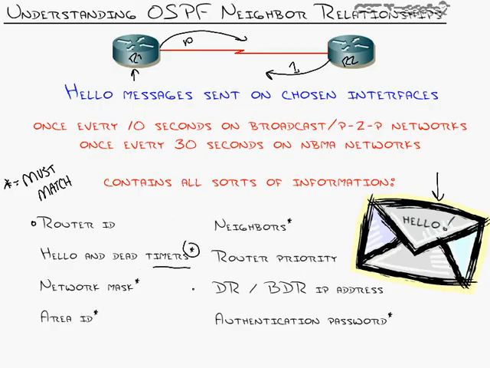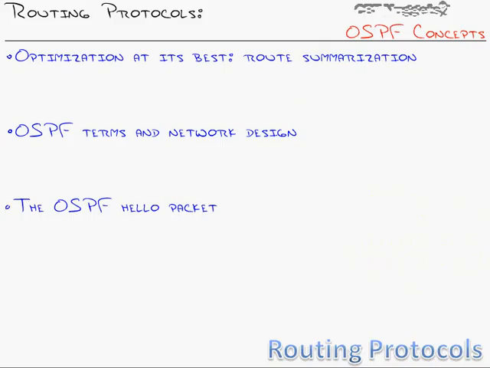Now, a lot of these things that you see in this hello packet we haven't talked about yet, and we will talk about. But the ones with stars, if they're not matching, the neighbor relationship will not work. And that's the number one troubleshooting criteria we have with OSPF, making sure that all these things match, otherwise routes won't be exchanged. That should be enough of the OSPF concepts to get us going. As we continue this in the next video, we'll be able to see how these concepts apply in our configuration.